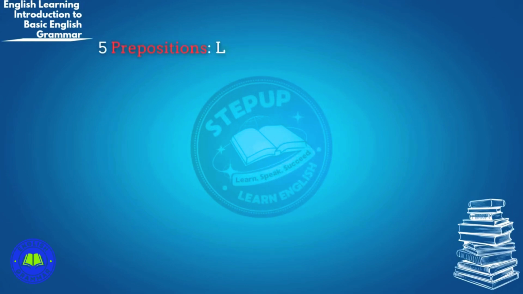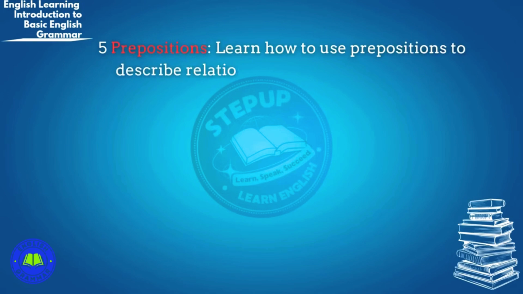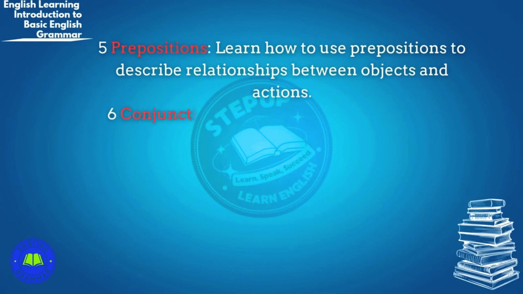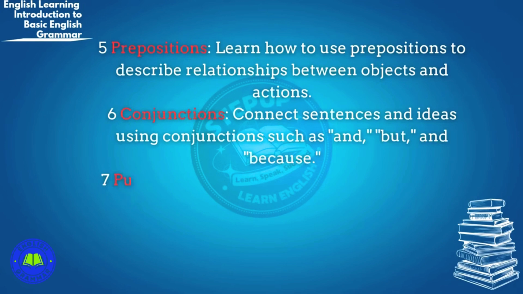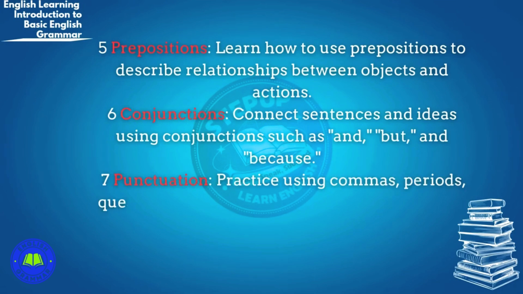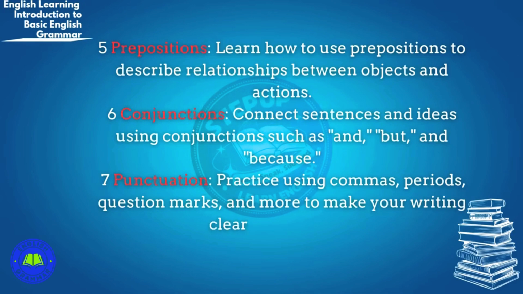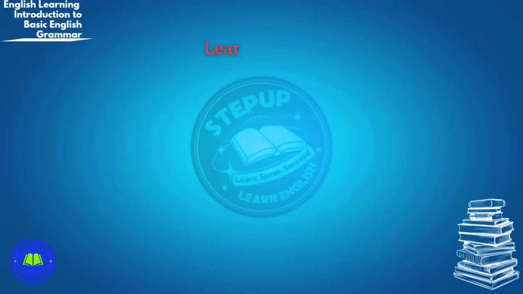5. Prepositions. Learn how to use prepositions to describe relationships between objects and actions. 6. Conjunctions. Connect sentences and ideas using conjunctions such as and, but, and because. 7. Punctuation. Practice using commas, periods, question marks, and more to make your writing clear and readable.